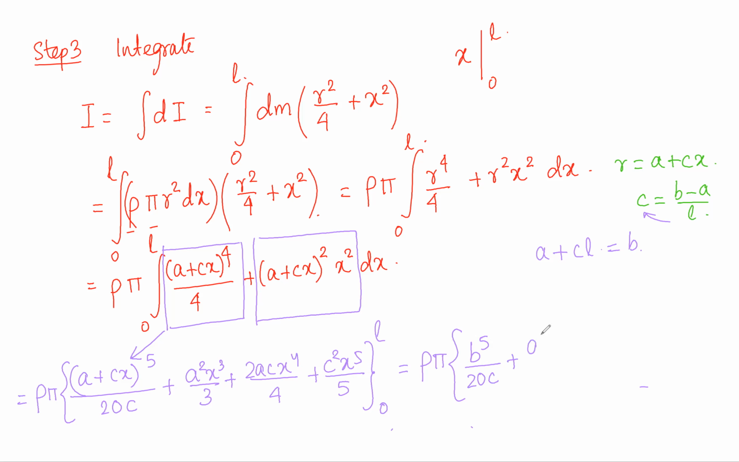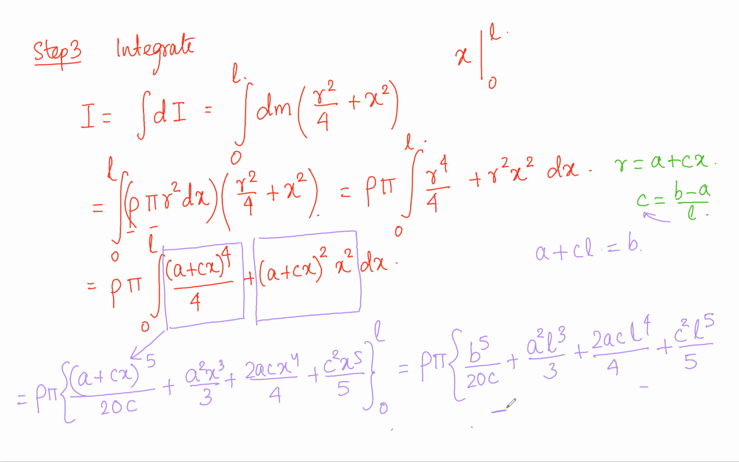So you will get a squared L cubed divided by 3, plus 2ac x to the power 4. So you'll get 2ac L to the power 4 divided by 4. The last term will be c squared x to the power 5. So you'll get c squared L to the power 5, whole divided by 5. That's the first term if you put L.